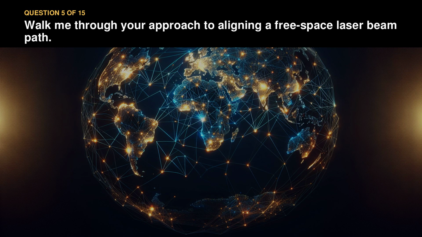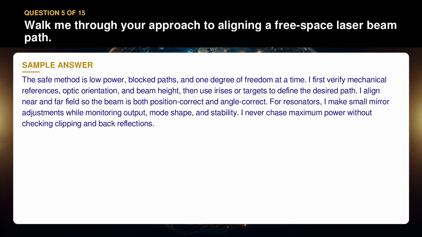Question 5. Walk me through your approach to aligning a free space laser beam path. The safe method is low power, blocked paths, and 1 degree of freedom at a time. I first verify mechanical references, optic orientation, and beam height. Then use irises or targets to define the desired path. I align near and far field, so the beam is both position correct and angle correct. For resonators, I make small mirror adjustments, while monitoring output, mode shape, and stability. I never chase maximum power without checking clipping and back reflections.